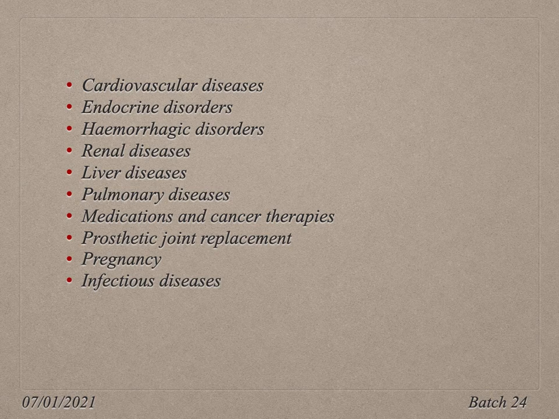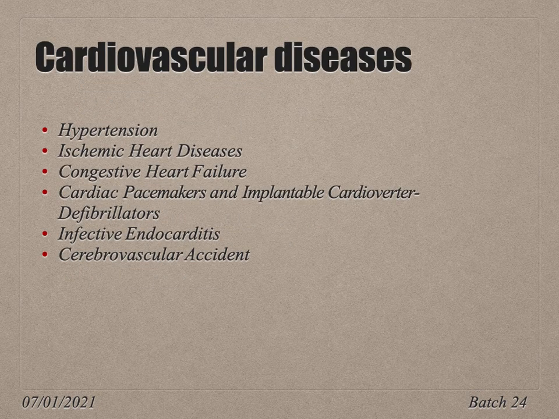So coming on to the systemic diseases that have an impact or require some modification in periodontal treatment, they are cardiovascular diseases, endocrine diseases, hemorrhagic diseases, renal diseases, liver diseases, pulmonary diseases, medications and cancer therapy, prosthetic joint replacement, pregnancy and infectious diseases. We'll see one by one. We'll start with cardiovascular disease.